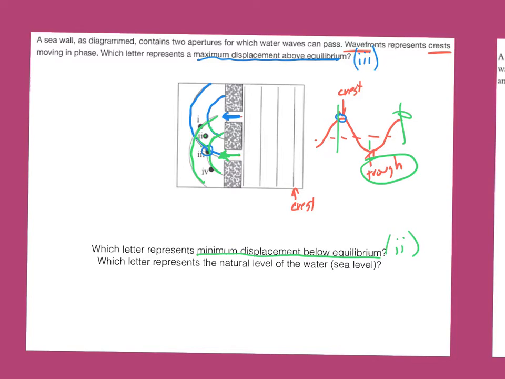Okay, and the last question, which letter represents the natural level of the water? Well, where is that going to happen? Well, that's going to happen when a crest and a trough meet at the same time. And so you can see that right here in letter I. It's on the crest for the green, and it's right in the middle of the 2 blues, so it must be the trough there. And a crest and a trough should add together to give 0, or the natural level of the water. All right, awesome.